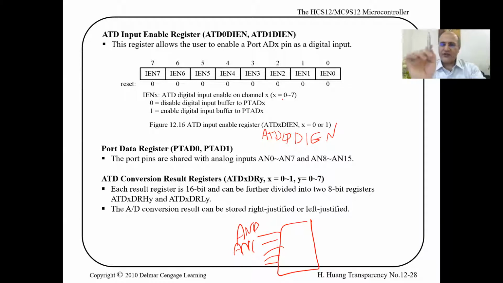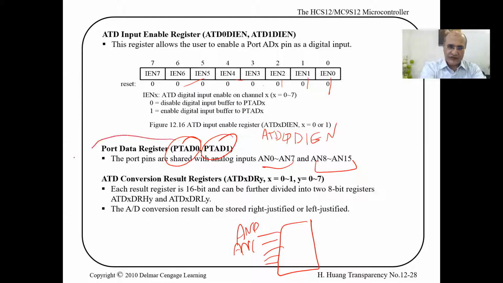So if I want the first channel to be digital, I write a 1 here. If I want all the bits to be 1, I write 1, 1, 1, 1, 1, 1 here. Then they're digital. Okay. So you apply voltage, push buttons, whatever, to those pins. Where is the 1 or 0 going to be? The data. You'll find it in the data register, port AD0 for the first 7 bits, or port AD1 for the next 7 bits.